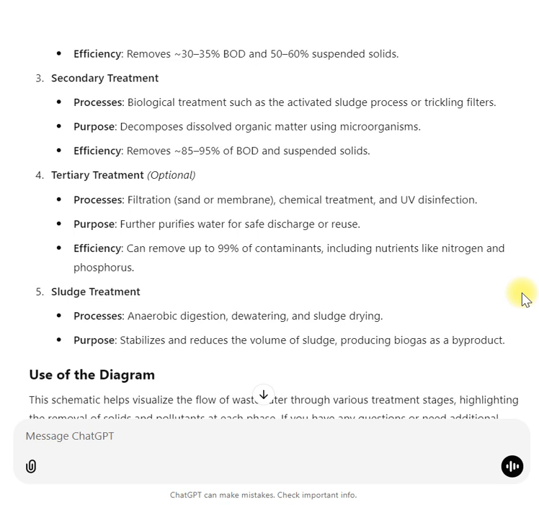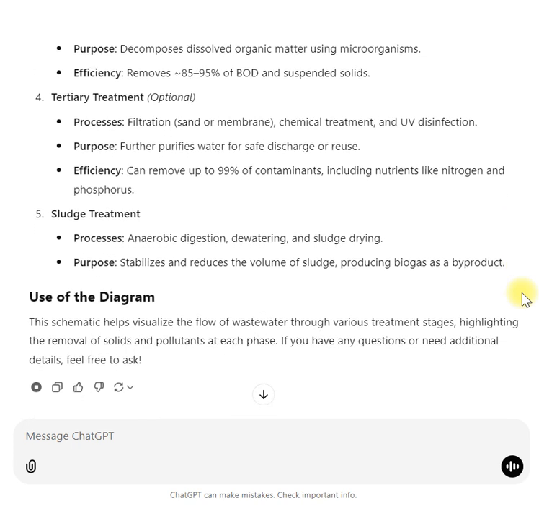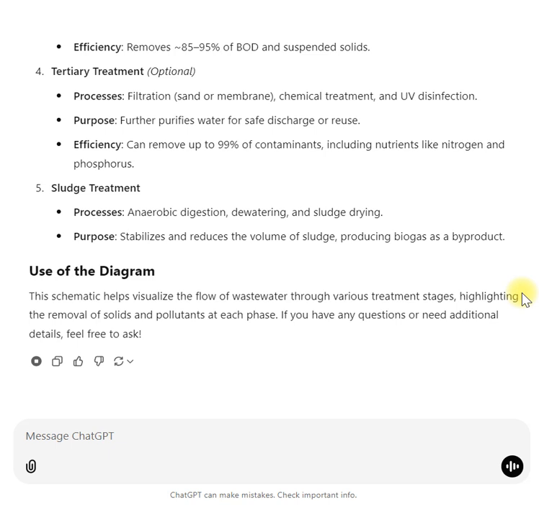4. Tertiary treatment, optional. Processes: filtration, sand or membrane, chemical treatment, and UV disinfection. Purpose: further purifies water for safe discharge or reuse. Efficiency: can remove up to 99% of contaminants, including nutrients like nitrogen and phosphorus. 5. Sludge treatment. Processes: anaerobic digestion, dewatering, and sludge drying. Purpose: stabilizes and reduces the volume of sludge, producing biogas as a byproduct.